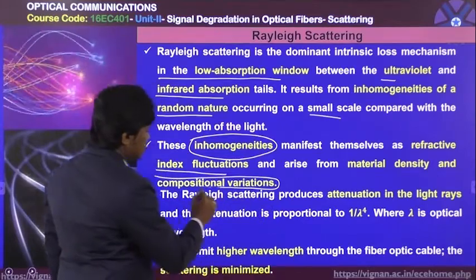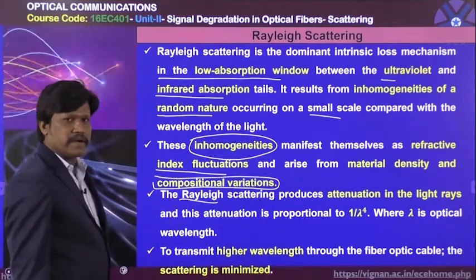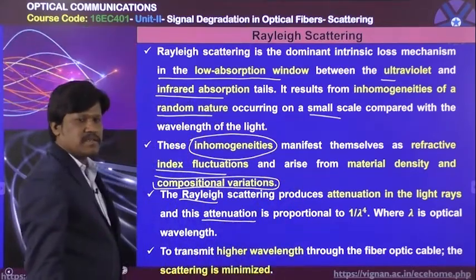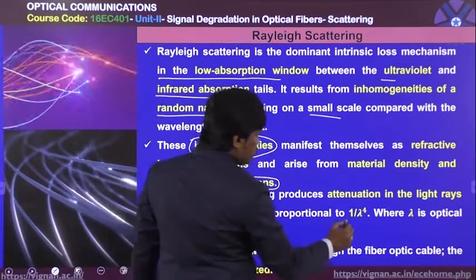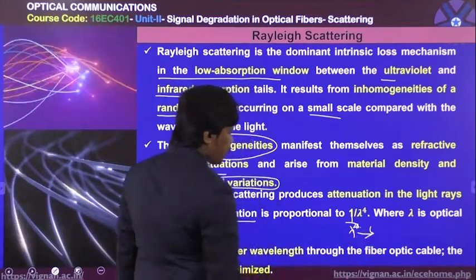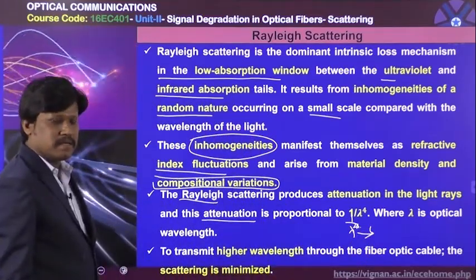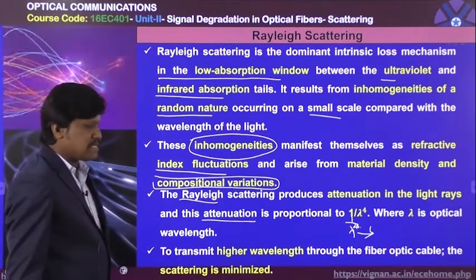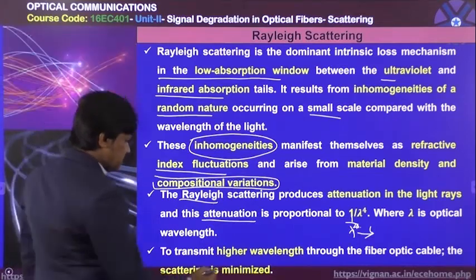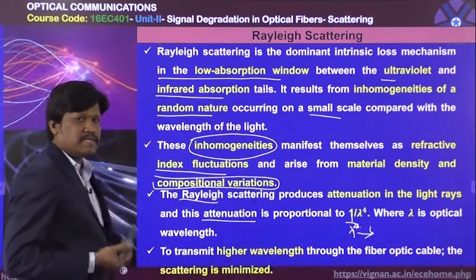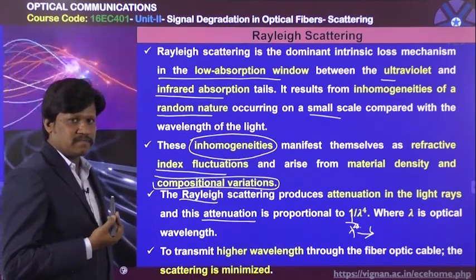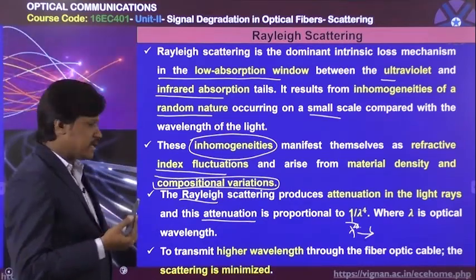Rayleigh scattering produces attenuation in light rays, and this attenuation is proportional to 1 by lambda to the power 4, where lambda is the optical wavelength. To minimize scattering, transmit higher wavelengths through the optical fiber cable. How can the scattering be minimized? Scattering can be minimized by transmitting the optical light signal with higher wavelengths.